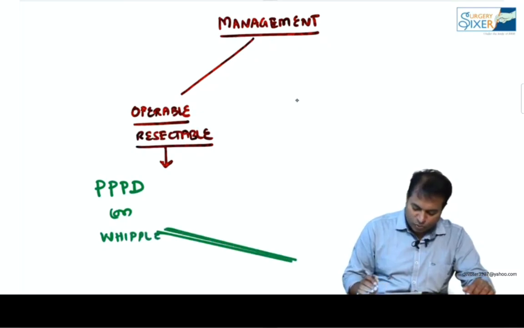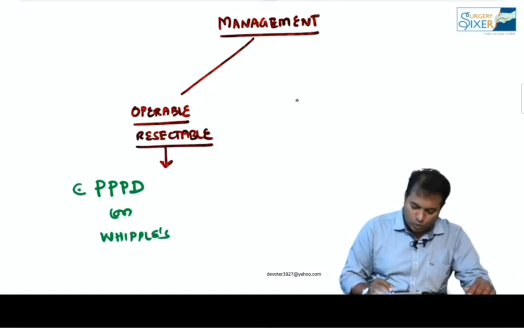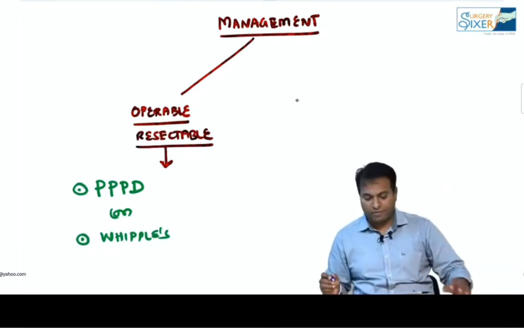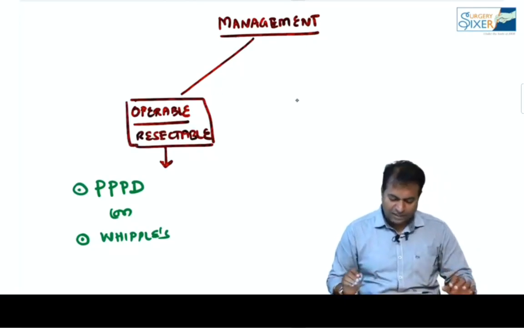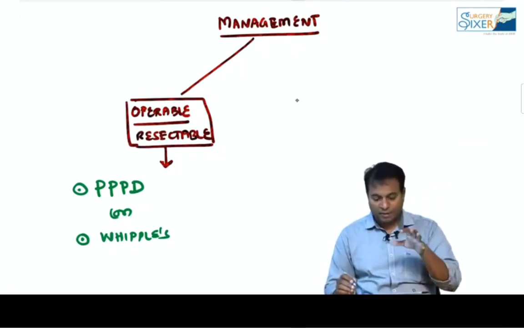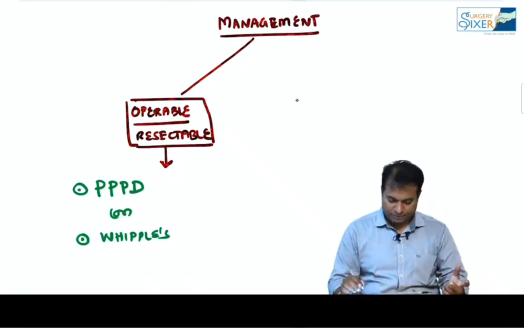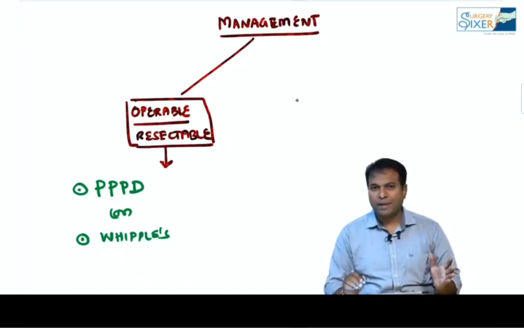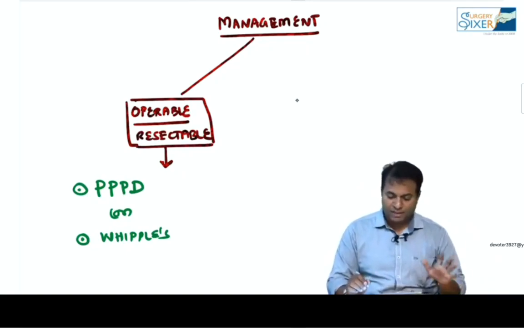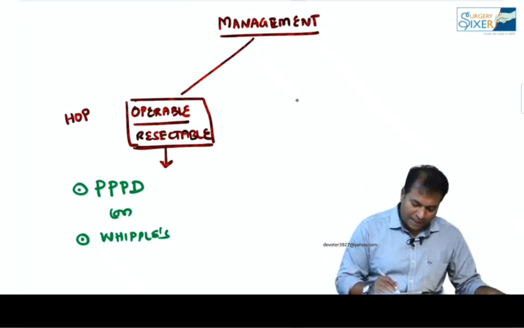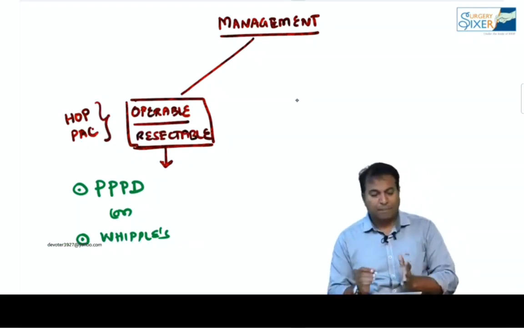I'm going to explain them in detail soon. Just know the names now. So for operable resectable cancers, I will either do pylorus preserving pancreaticoduodenectomy, or I will do Whipple's operation, for head of pancreas cancer and periampullary cancer. Usually the distal pancreatic cancers are inoperable, and if at all they are operable, we do distal pancreatectomy and splenectomy. Otherwise, for head of pancreas cancers and periampullary cancers, we do pylorus preserving pancreaticoduodenectomy or Whipple's.